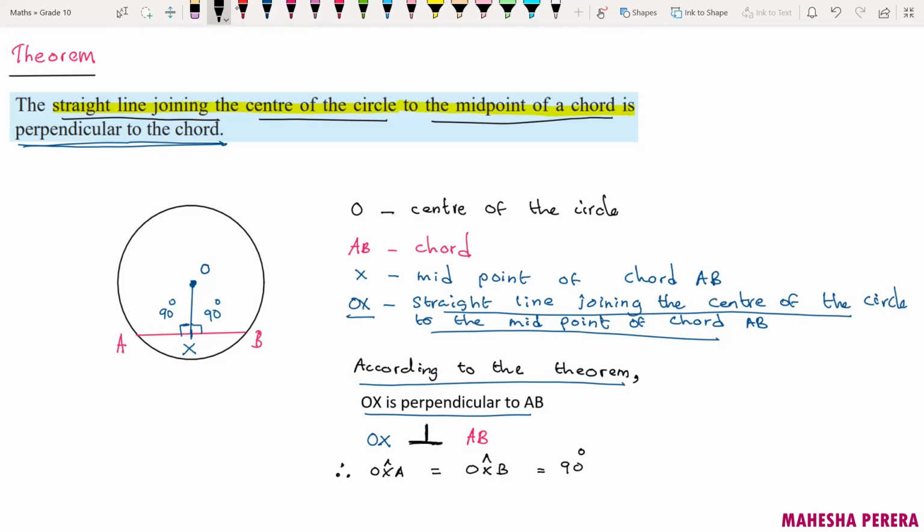Then again we can say these two angles, OXA and OXB, are equal. So each is equal to 90 degrees. Okay, right. So this is your theorem. Now let's do a simple calculation using this particular theorem.